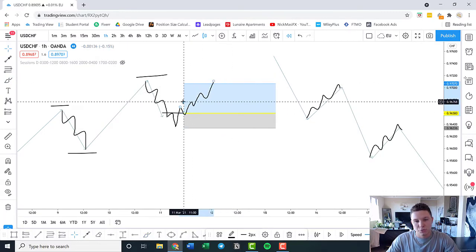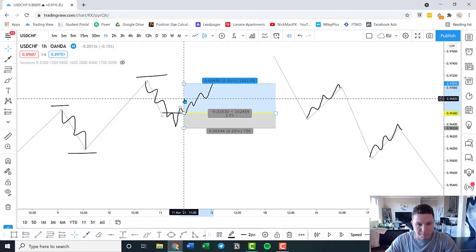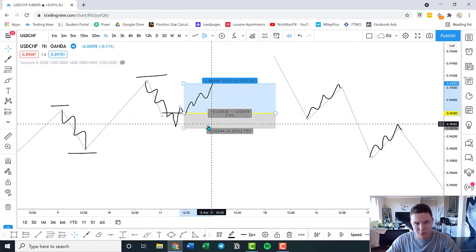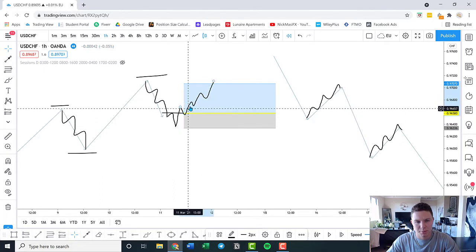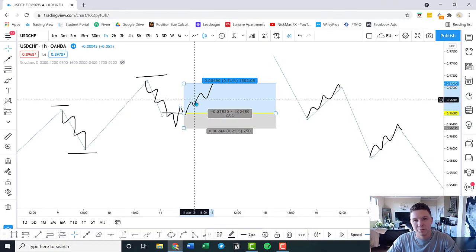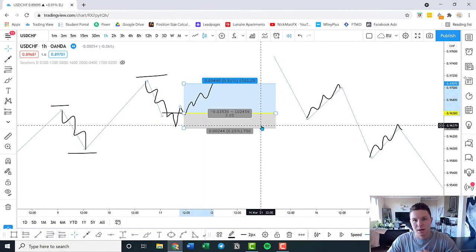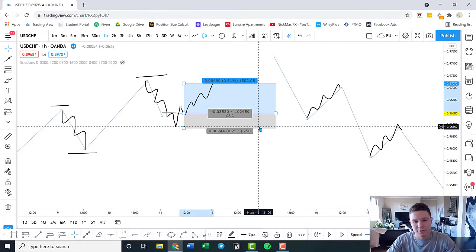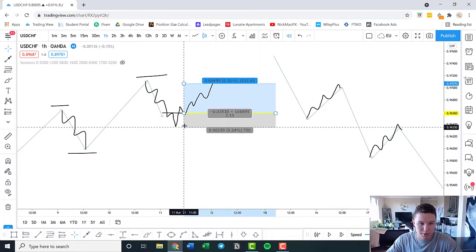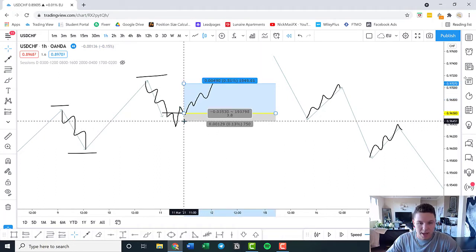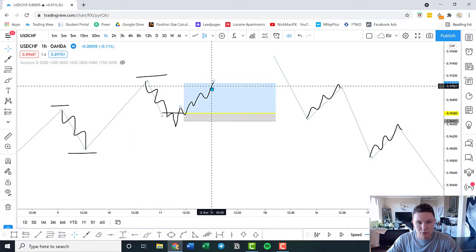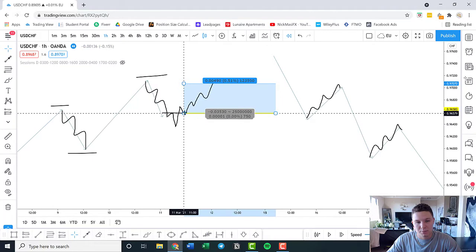What I like to do, part of my trade management style, is when price hits halfway to take profit. In this case, we're using a 24 pip stop loss. So when we hit 24 pips in profit, what I do is I cut my stop loss in half, take half my risk off the table. So I would move my stop loss to about 12 pips. And when price starts getting really close to the take profit, I move my stop loss to break even.